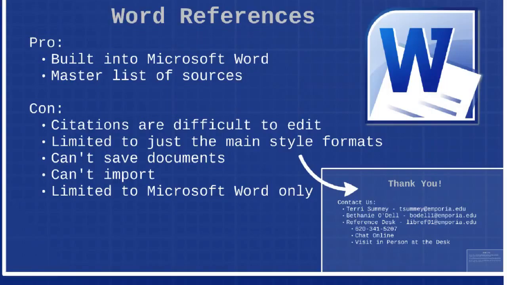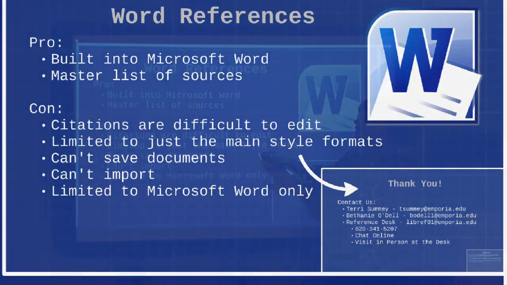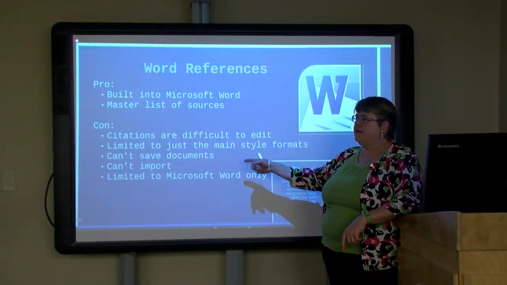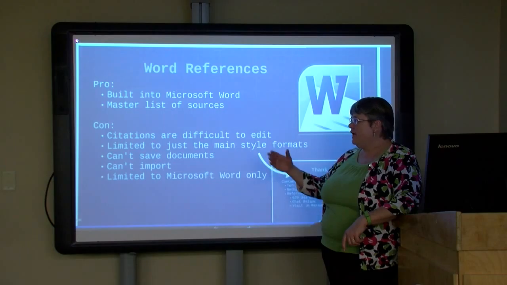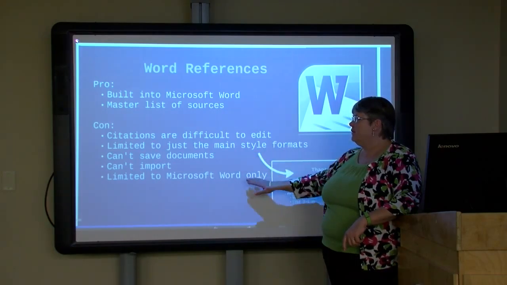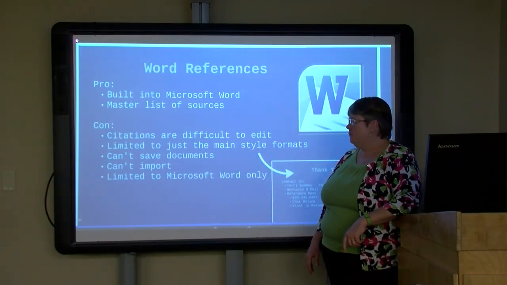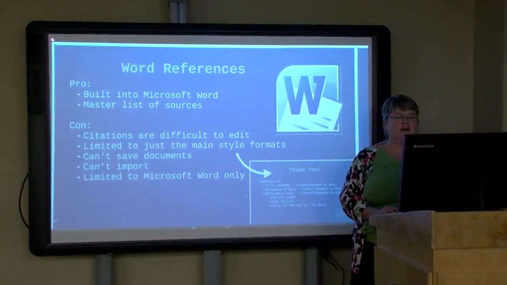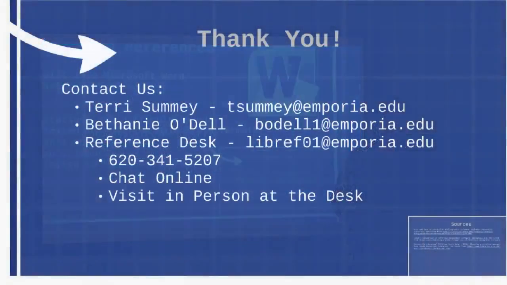That's the Word reference. Like I said, it's built into Microsoft Word. You can start building a master list of sources. It is difficult to edit unless you change it over to static text. It's limited to just APA, MLA, and Chicago. You can't save your PDFs in there. You can't import things in there, and it's limited to Word only. So I've kind of jumped back and forth a little bit. I'm on a next chapter, and I'm not necessarily using it for that.